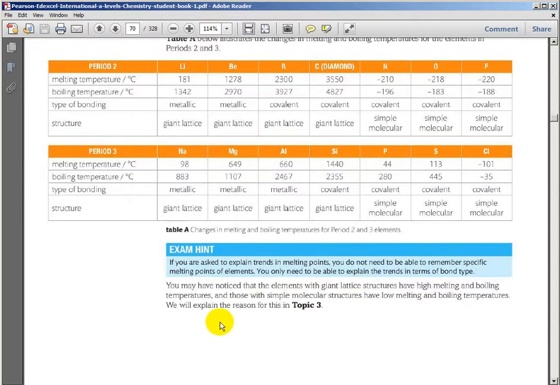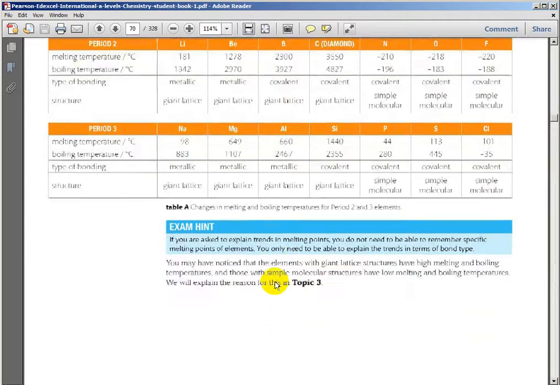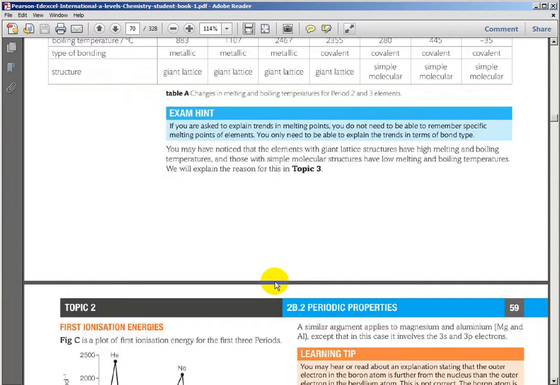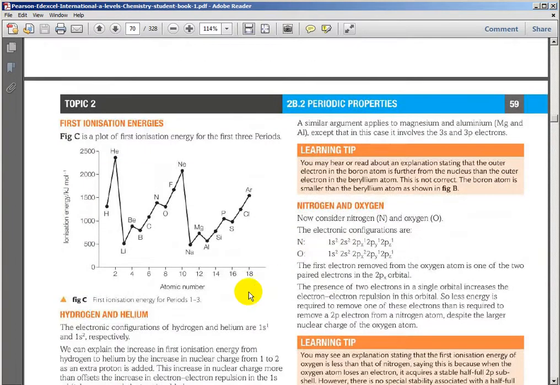We will explain the reason for this in topic 3. I have already shown the reason in topic 3. What is the reason? Okay, I will explain this again.